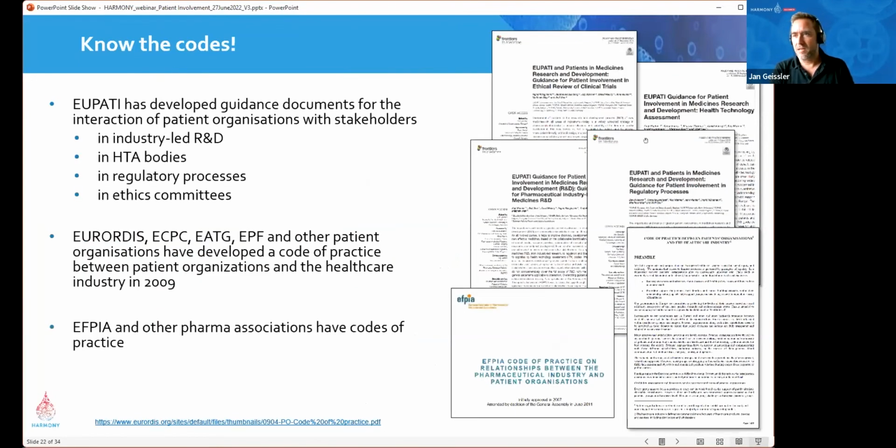And so that's why it's important to know these codes, know the guidances, and probably also important to know the EU PADI codes, which we've developed in the EU PADI program for guiding patient involvement in industry R&D, in HTA body decisions, and regulatory processes and ethics committees. And there are also additional codes, of course, from the pharmaceutical industry, from EFPIA, or on the national level, like from ABPI, or codes that the patient community has written from EPF or EURORDIS on patient involvement and on the go and no-go areas of patient engagement.